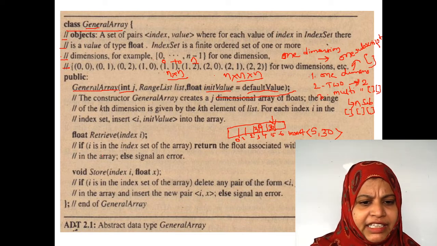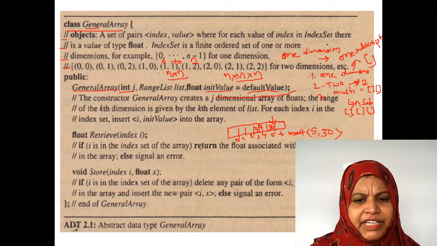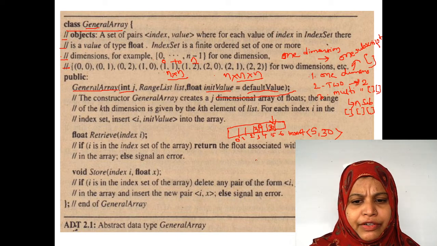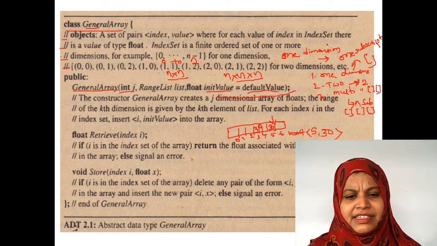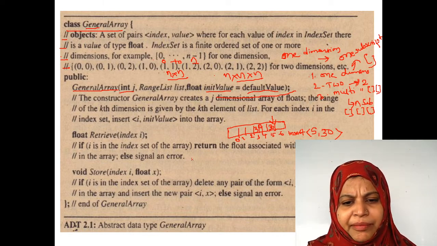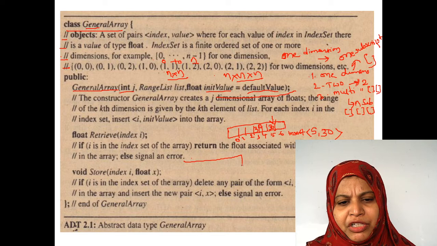Here, if I is in the index set of the array, return the float associated with I in the array, else signal an error. Retrieving the information means that the type of information present in that particular memory location is given by the retrieve function.